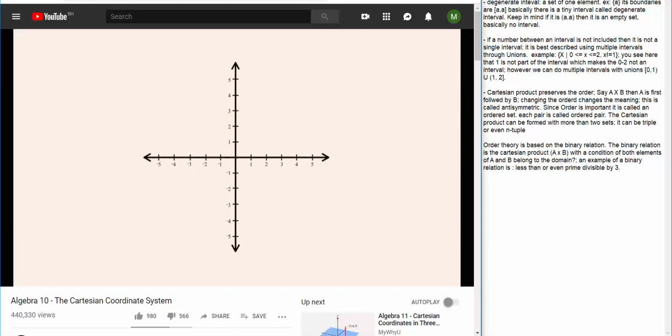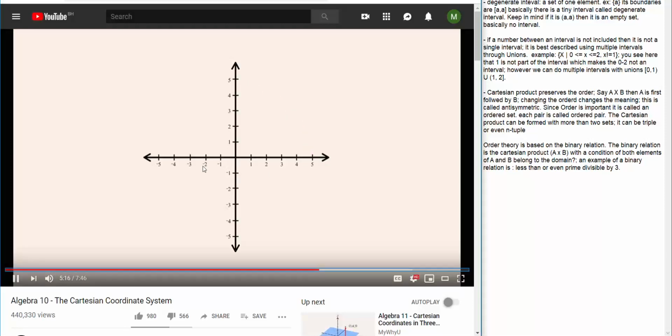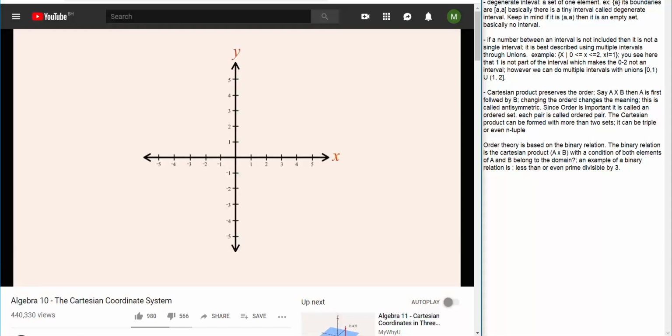The perpendicular number lines in the Cartesian coordinate system are referred to as axes. The horizontal and vertical axes are often called the x-axis and y-axis.